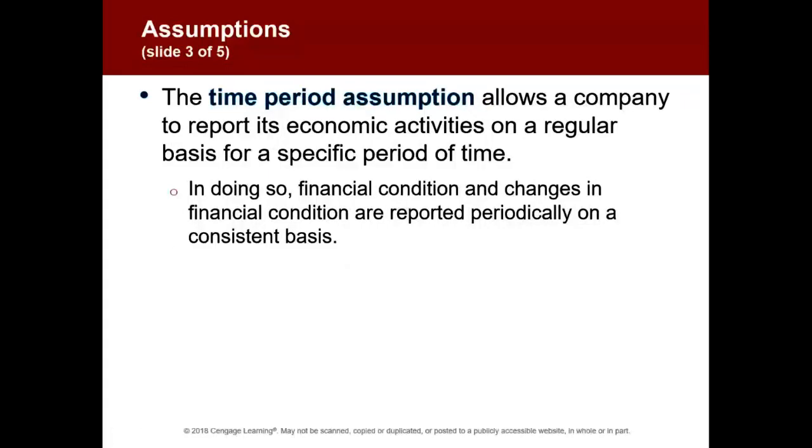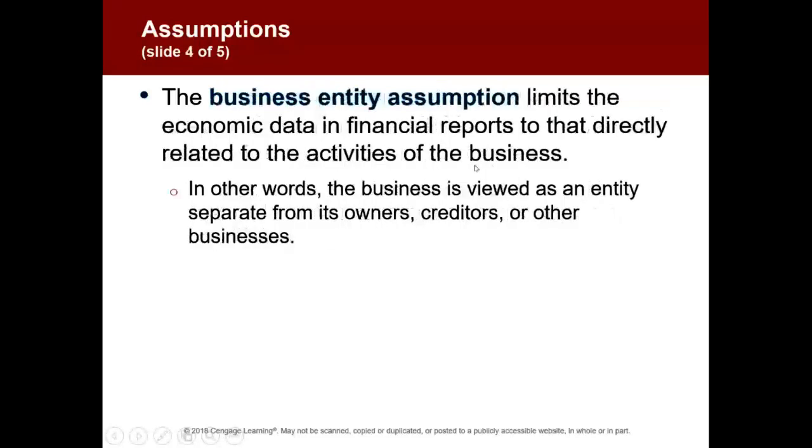Time period assumption: it allows a company to report its economic activities on a regular basis. Doing so, financial condition and changes are reported periodically on a consistent basis. Again, a year is the minimum, but it could be quarterly. Public companies always give us annual or quarterly reports. They're not audited quarterly; they're audited once a year, but public companies state their finances in both annual and quarterly terms. But it could be less time than that if we need it for decision making.